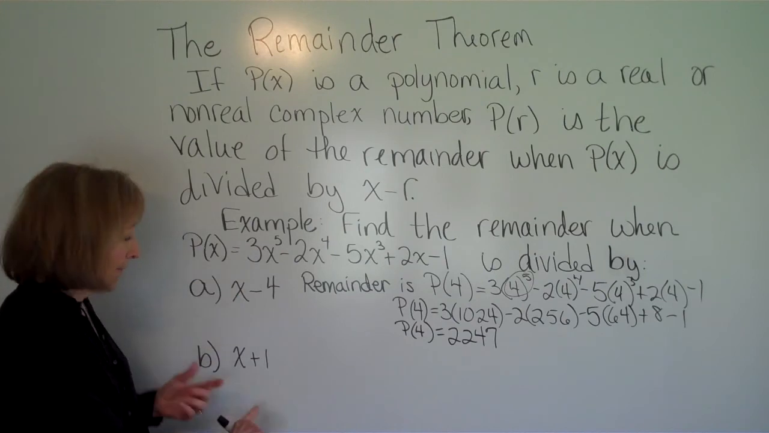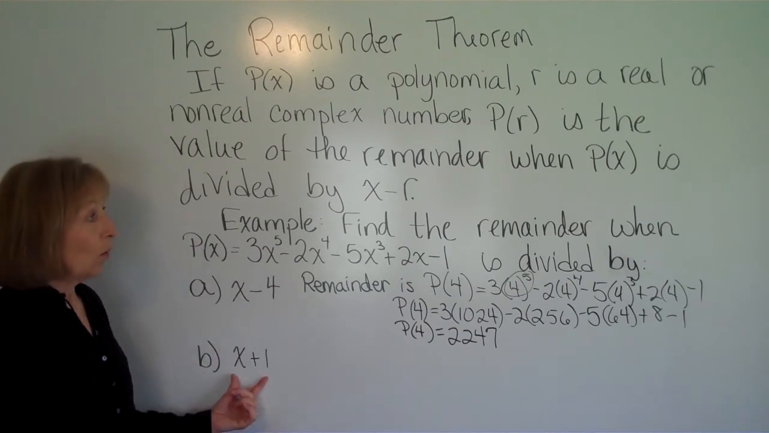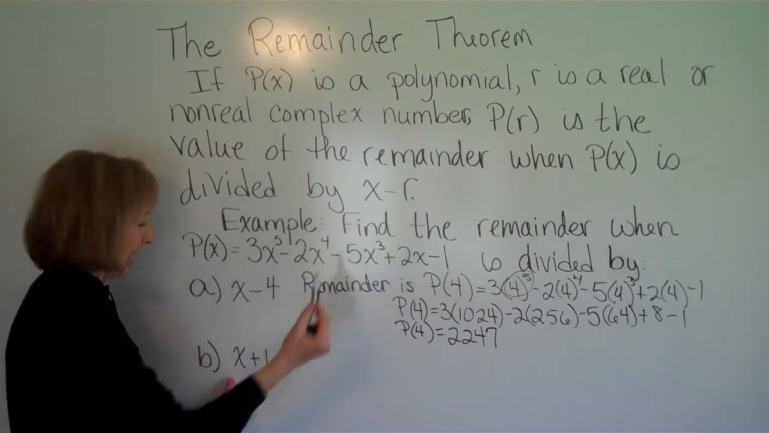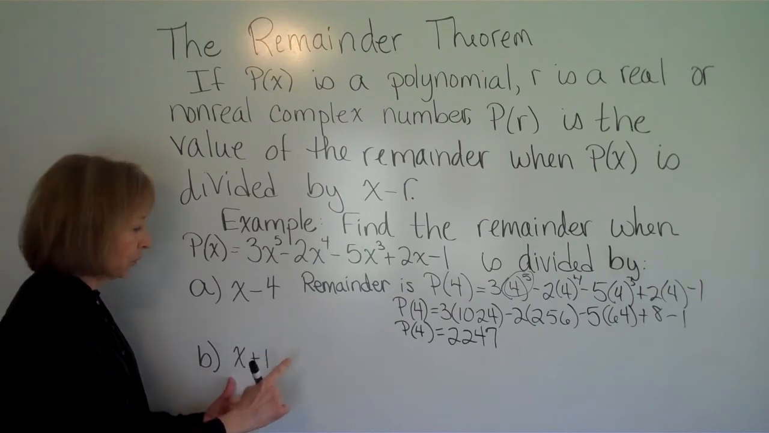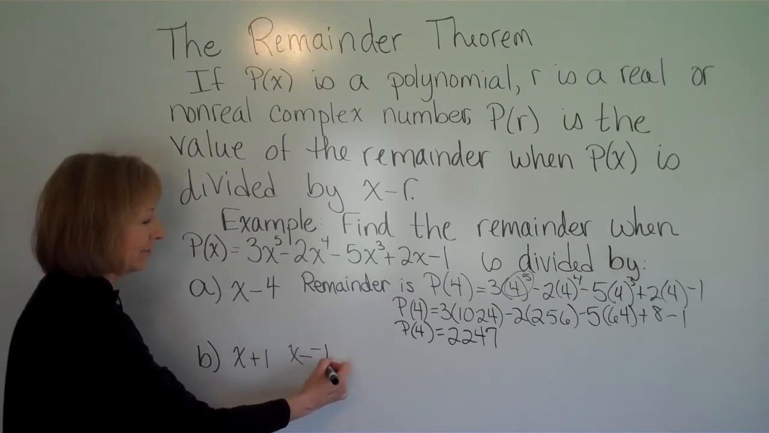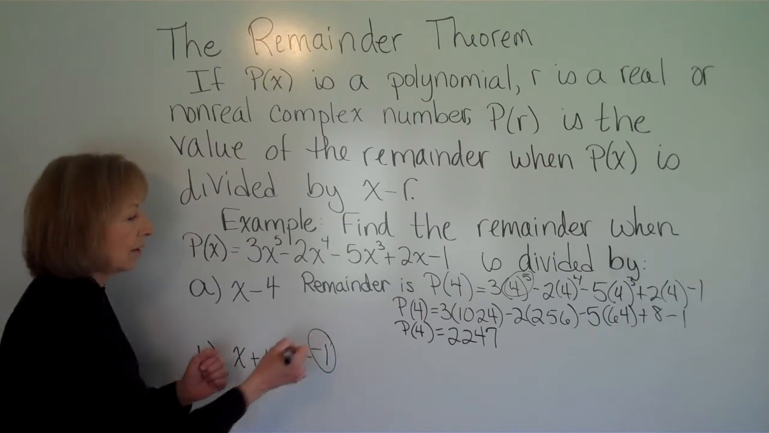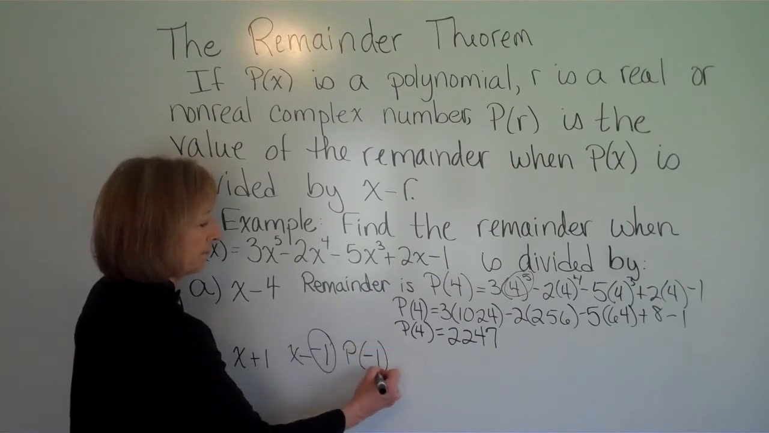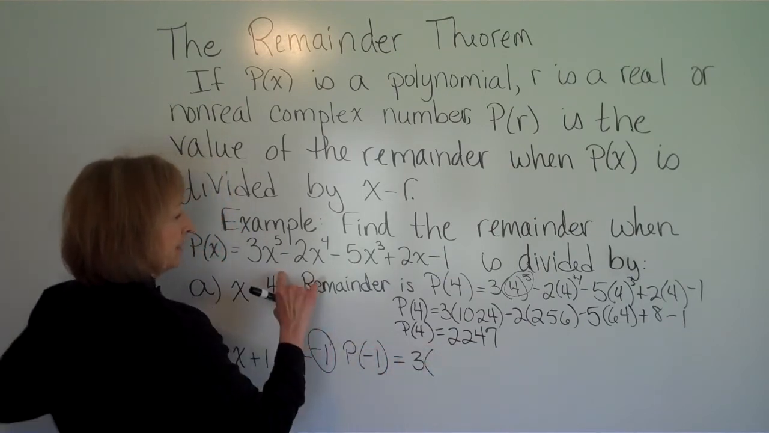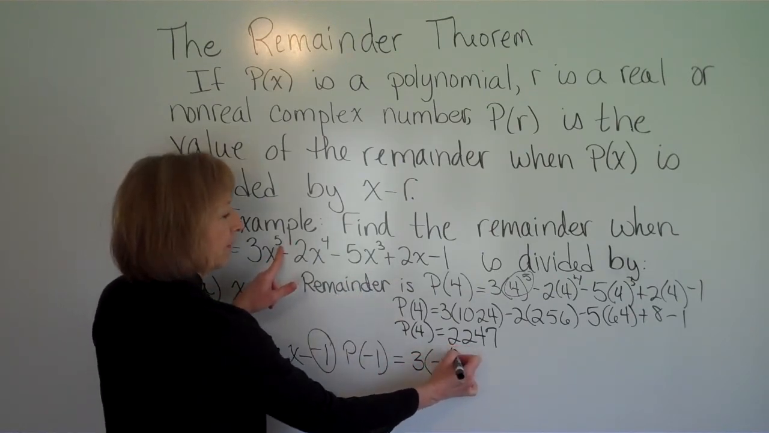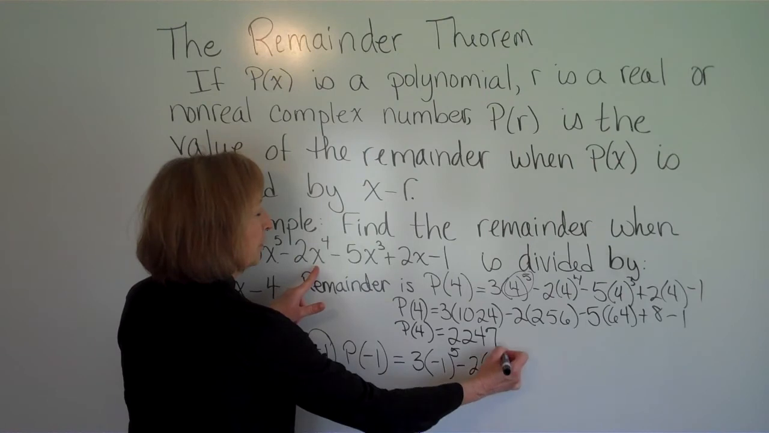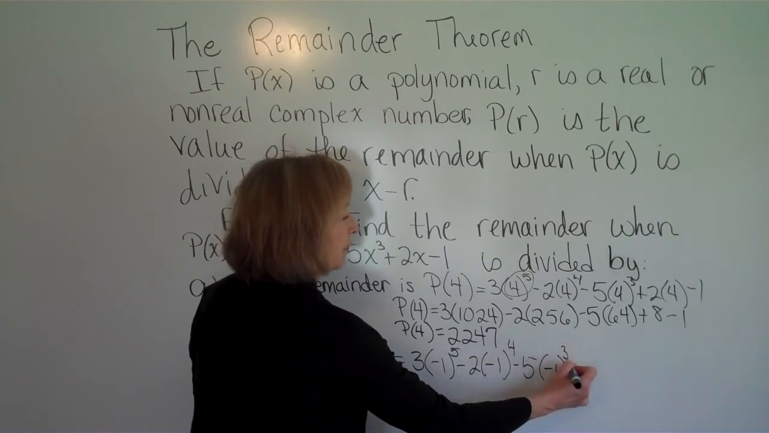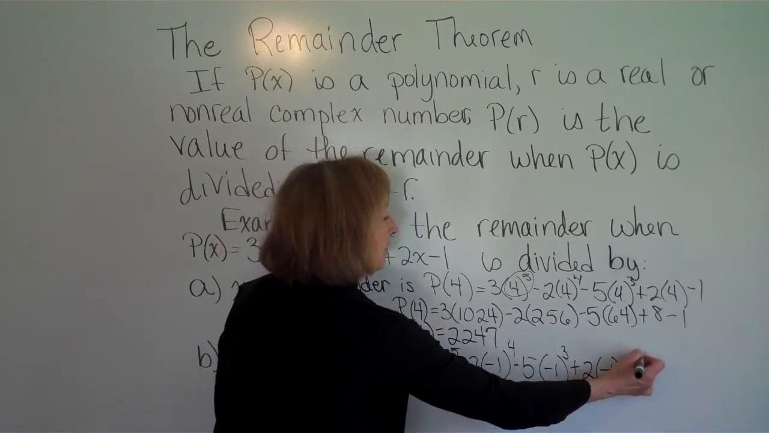Still the same polynomial, but this time I'm dividing by x plus 1. Well, remember the r that you run through is what's following the minus after the x. So x plus 1 really is x minus a negative 1. So my r here is negative 1. So p of negative 1 is 3 times, take out the x and put in negative 1, raise it to the fifth power, minus 2 times, take out the x, put in negative 1, raise it to the fourth power, minus 5 times negative 1 to the third, plus 2 times negative 1, and then minus 1.